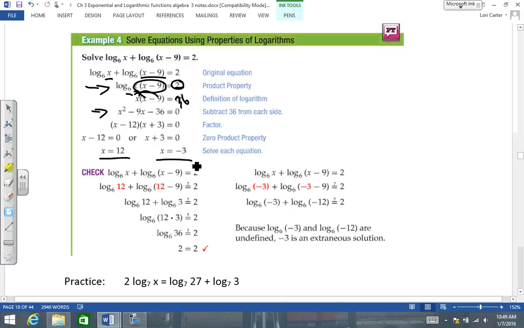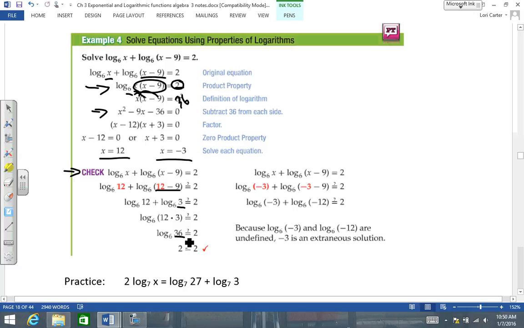The only problem is the logs are picky. You're not done. You have to check your answers because sometimes they work and sometimes they don't, because when you take them out, you're introducing roots that are not necessarily there. So you have to plug them back in. So we take the 12 and plug it back into the original problem. Good so far? Okay, so I have log base 6 of 12 plus 12 minus 3, which is 3. What does addition mean? Multiplication. So this is 12 times 3, which is 36.